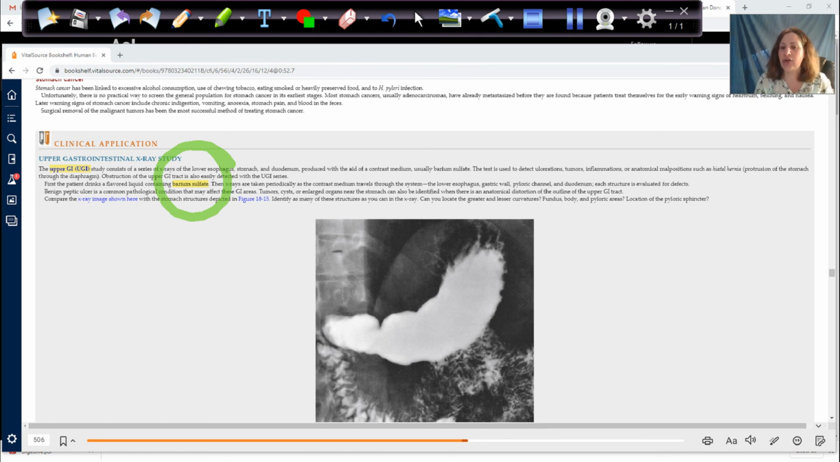And that's the stomach you're looking at. So you can see the body, you can see the fundus at the top, and you can see the pylorus and the pyloric sphincter coming out that bottom part. You can see that pretty well in that picture.